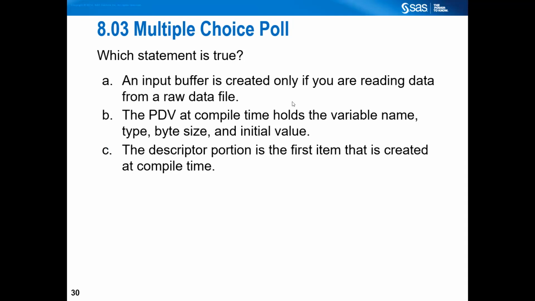Okay. So which statement is true? It's A. It's telling when is input buffer created? Only when you're reading from a raw file. हमने पहले भी देखा in chapter 6 that whenever we are reading a SAS data set, PDV is created, not input buffer. Input buffer कब बनता है? जब हम raw data से data read करते हैं. Got it?